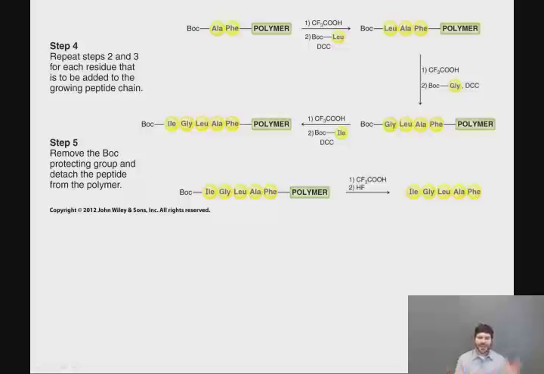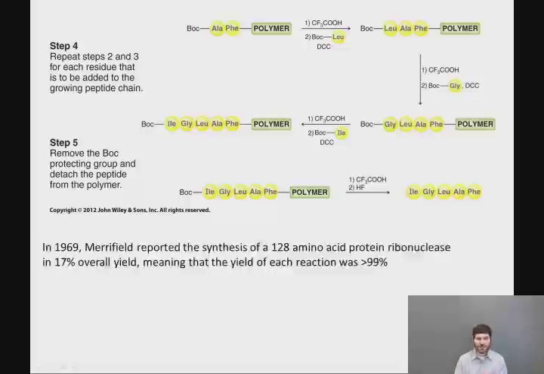So if you use TFA to cleave off the Boc group, and then in this case you can actually use HF to cleave the ester, cleave the peptide off of the resin, that gives you the pentapeptide that you want. Okay, so this idea is pretty brilliant. So, in 1969, Merrifield continued to develop this, and he reported the synthesis of a 128 amino acid long protein using this method, the protein ribonuclease, and the overall yield for it was 17%.